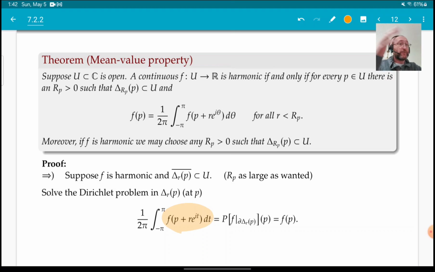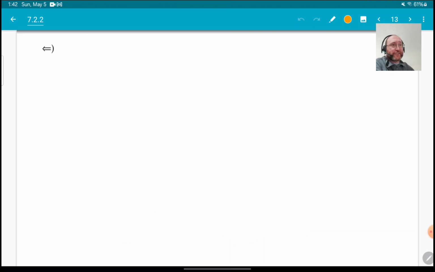So we already have one that's f. So the solution of the Dirichlet problem has to be equal to the value of the function, and we're just plugging in the center point here, right? Well, but that just means that we have the mean value property here, right? So this direction is easy. So let's do the other direction. Let's do the hard direction, the direction that we haven't talked about yet.